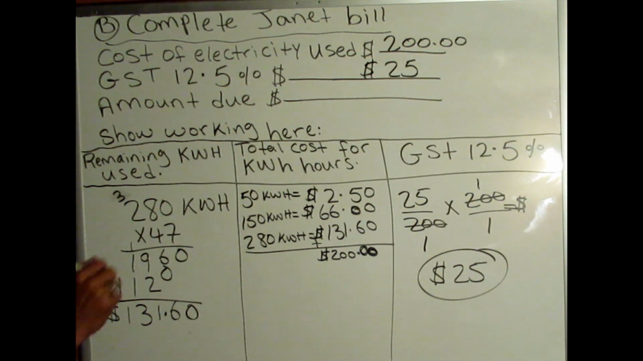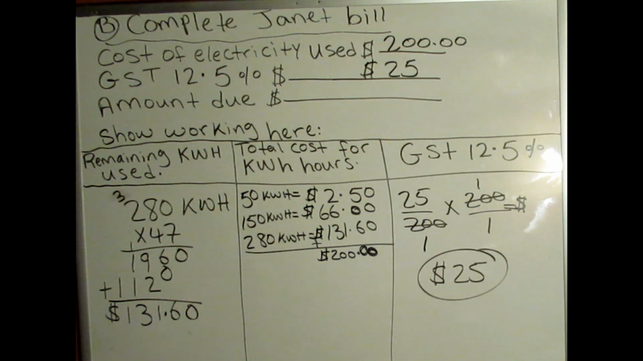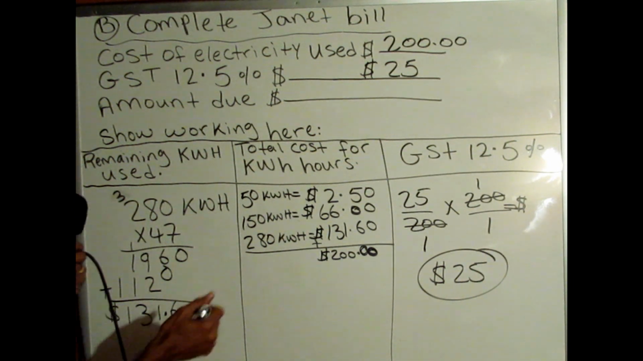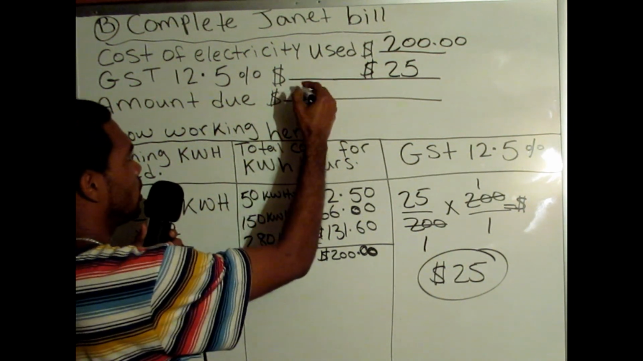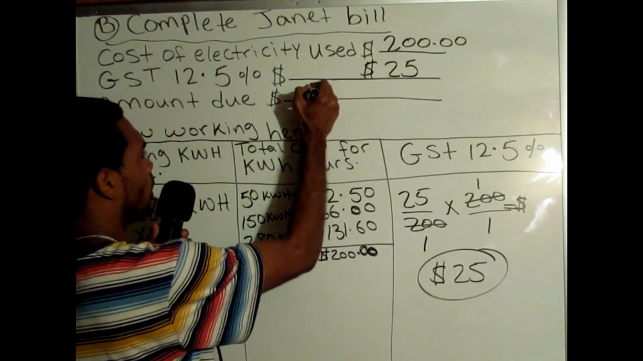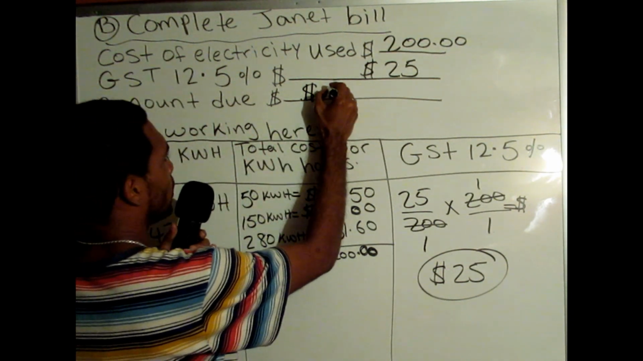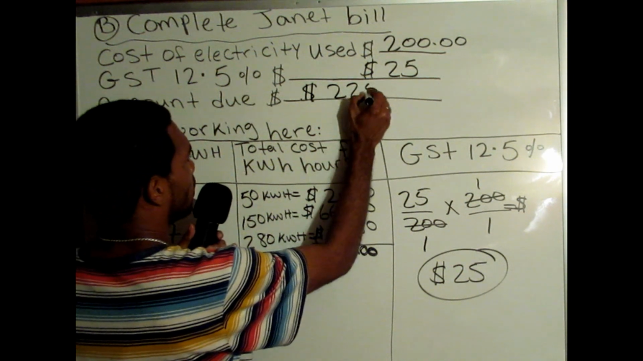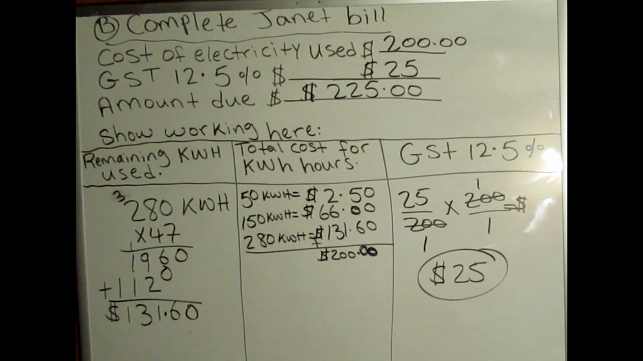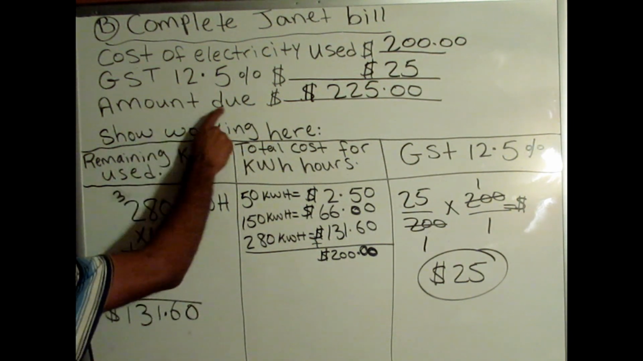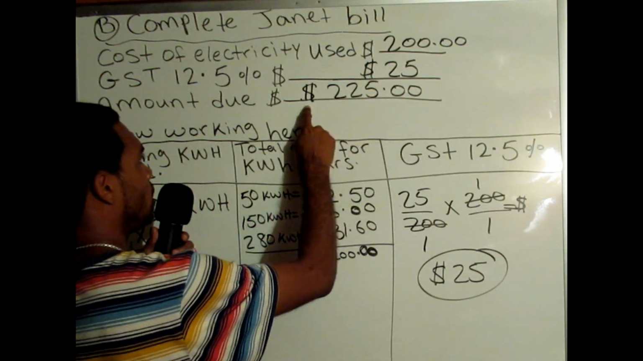And the final part of the problem, it says the amount due. And in order for us to find the amount due, we already worked everything, so we just have to add the $200 plus the $25 GST, and the amount due, which is the total that Janet will pay for her bill for the month, is $225. So remember once again, how do we find the amount due? We add the $200 plus the $25 GST, and we got $225.